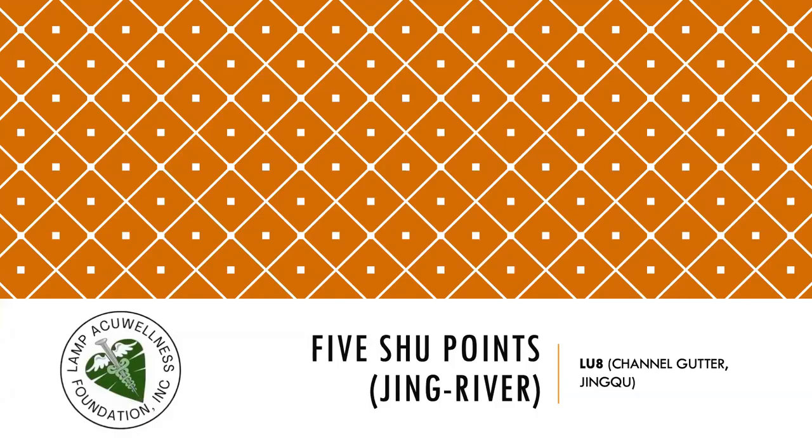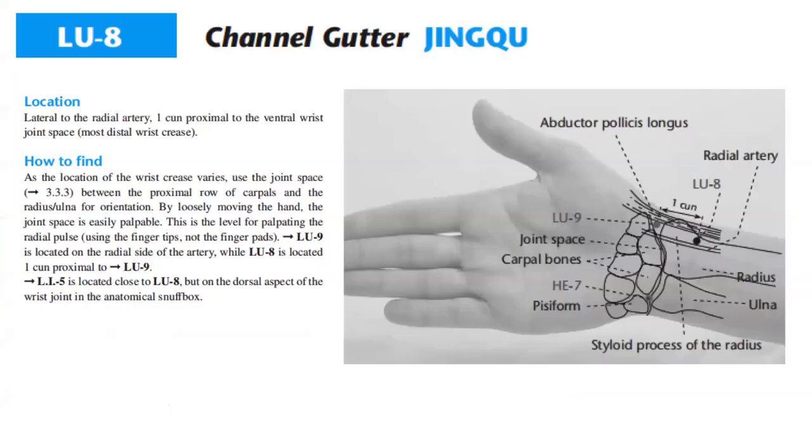Let's now discuss the Jing-River points. Lung 8, channel gutter. Lung 8 is located lateral to the radial artery, 1 proximal to the ventral wrist joint space, the most distal wrist crease. How to find lung 8?